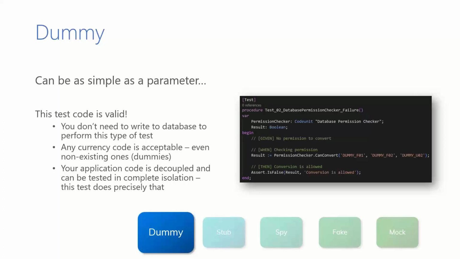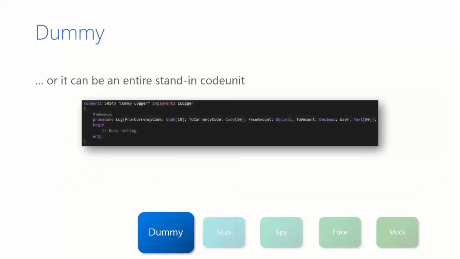However, dummies are not always this simple. Sometimes dummies can be an entire stand-in code unit. For example, for my logger, I can easily define a dummy logger. This is an implementation of the logger interface which does nothing because I don't care. When tests don't care about logging, I can supplant the logging with this dummy logger. And then you can see immediately where the performance improvement will come from. I will never have to write to the database in any of those tests that don't actually care that a log has been written to the database. I can just pass this one in.